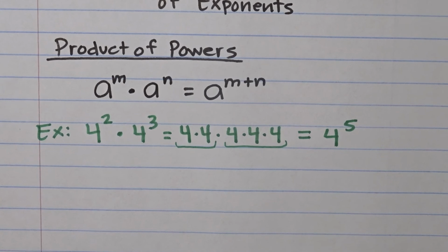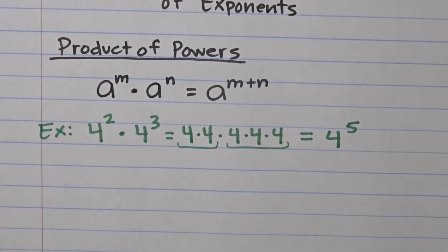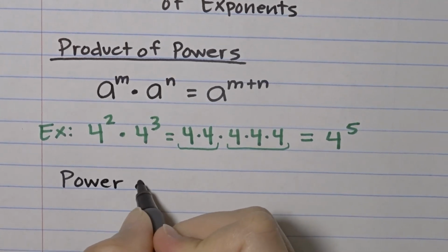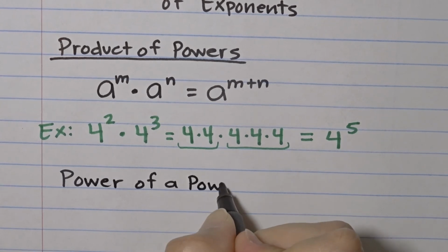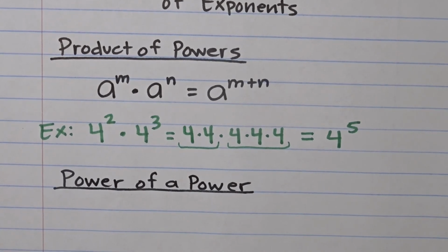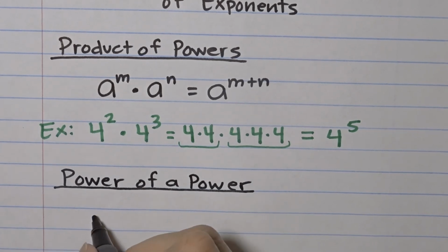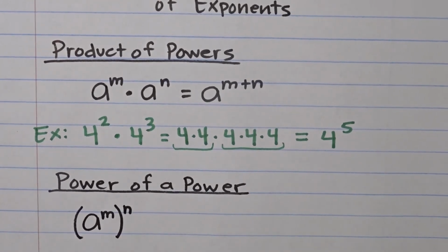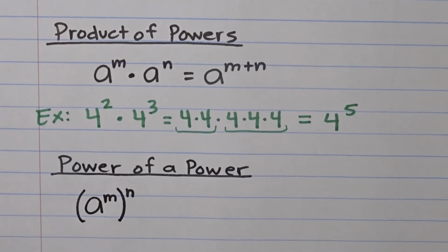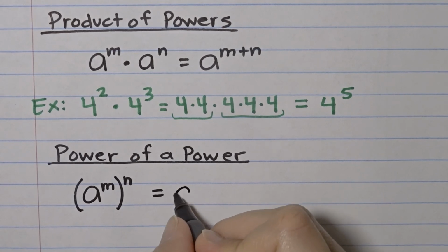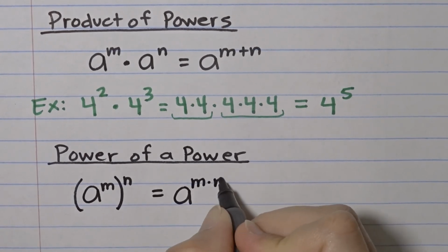Okay. The next one is called the power of a power property. What that means is you have a power raised to another power. So a power looks like this. So you have a to the m raised to another power. And the shortcut for that, saving you some time, is to just write a to the m times n.